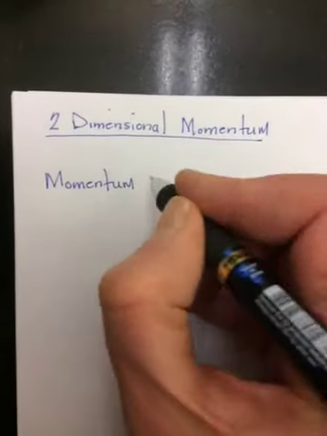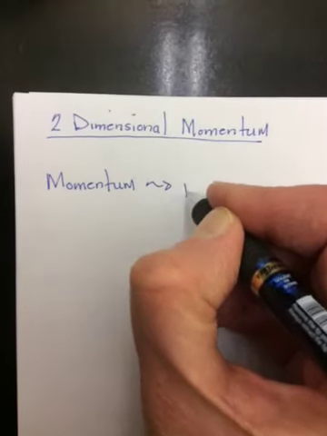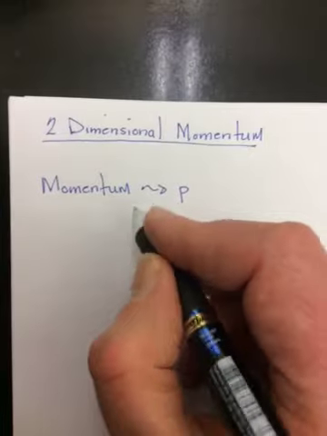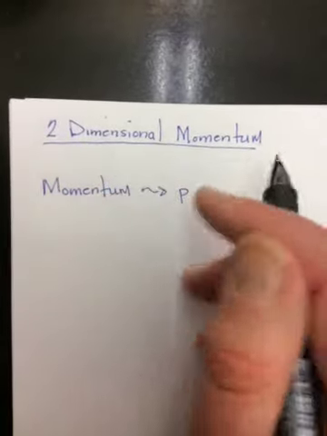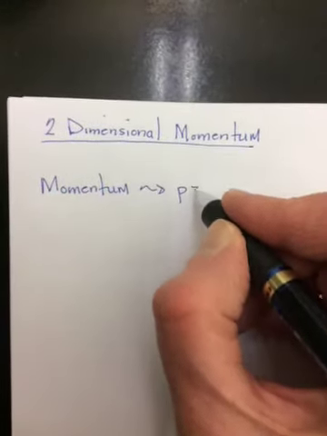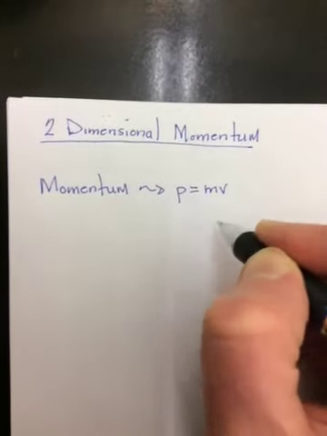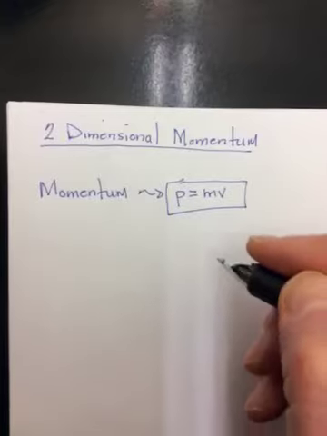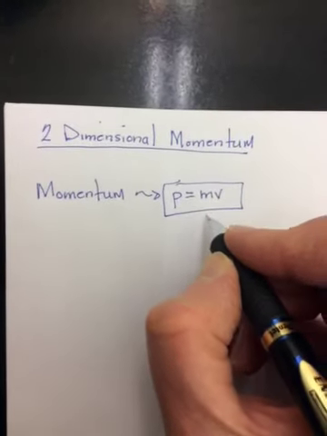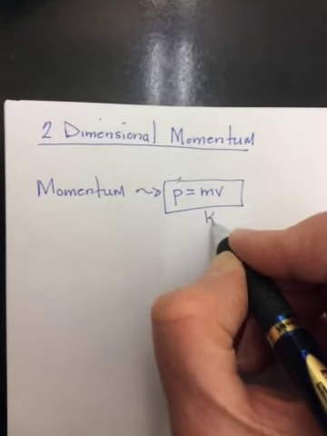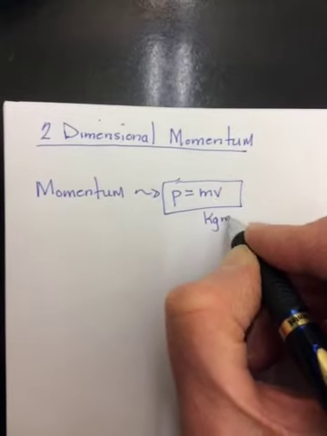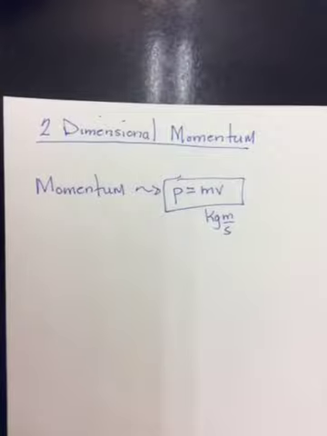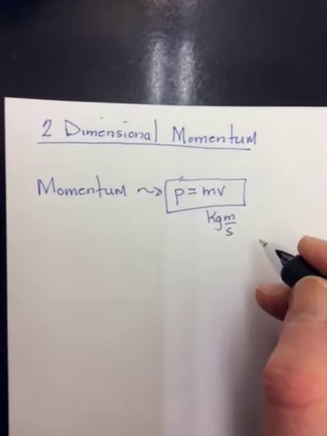If you remember, momentum is a small p, and an object's momentum is dependent on both its mass and its velocity. So you can find an object's momentum by just doing p equals mv. What's momentum measured in? Mass is measured in kilograms. Velocity is measured in meters per second. That some of you might remember last year we called a Kelly.